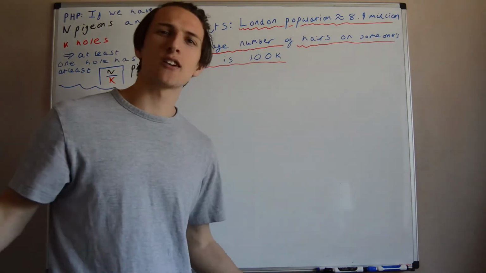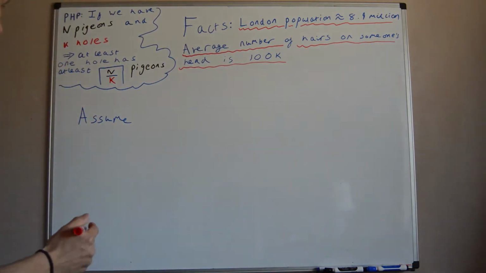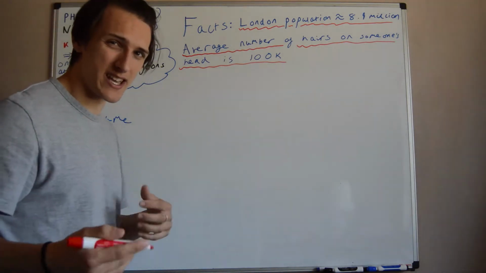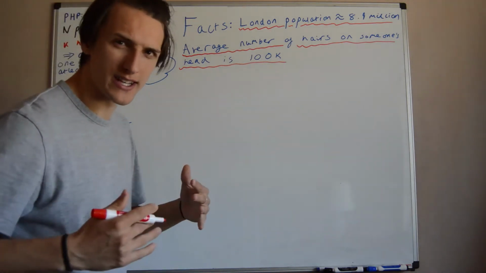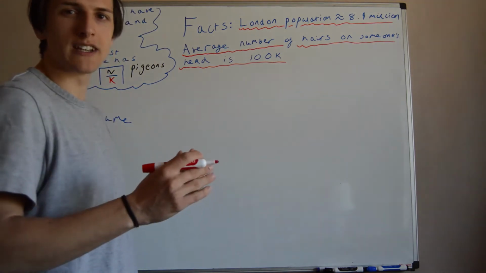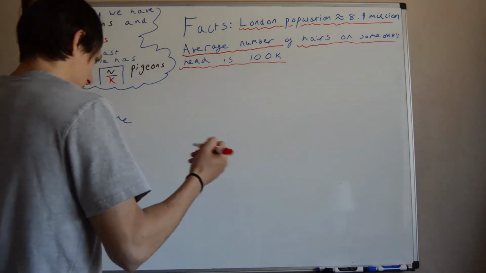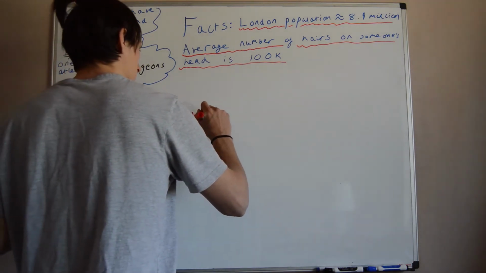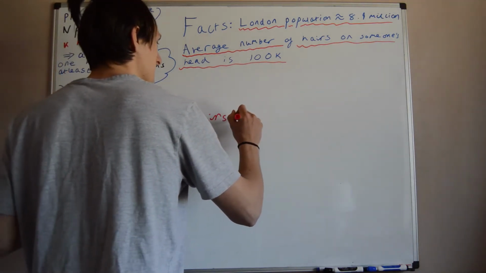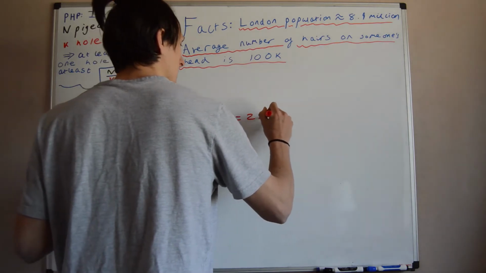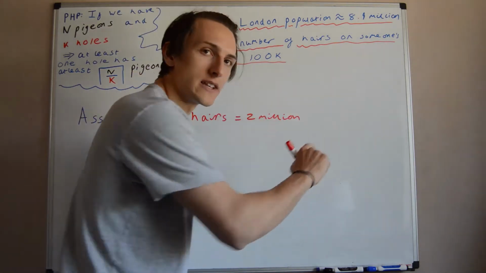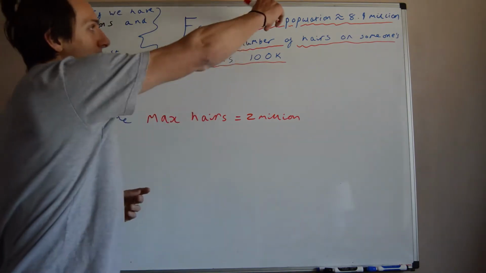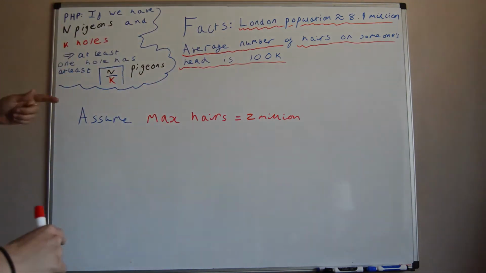So let's just take a rough guess at the maximum. I think 1 million is a pretty safe guess, but just to be even more safe, let's just assume that no one in London has more than 2 million hairs, which is a very, very safe assumption. So max hairs is equal to 2 million.